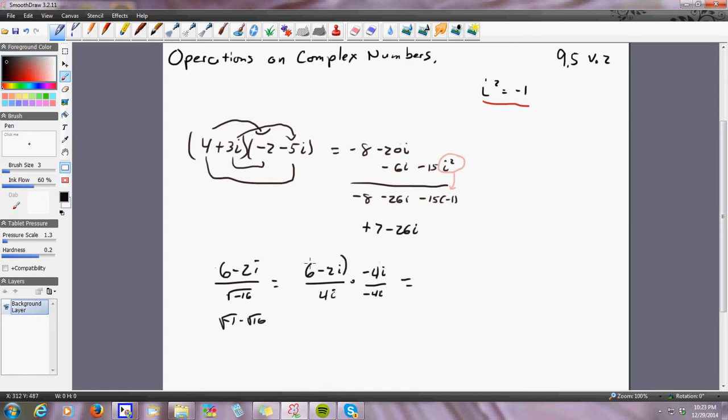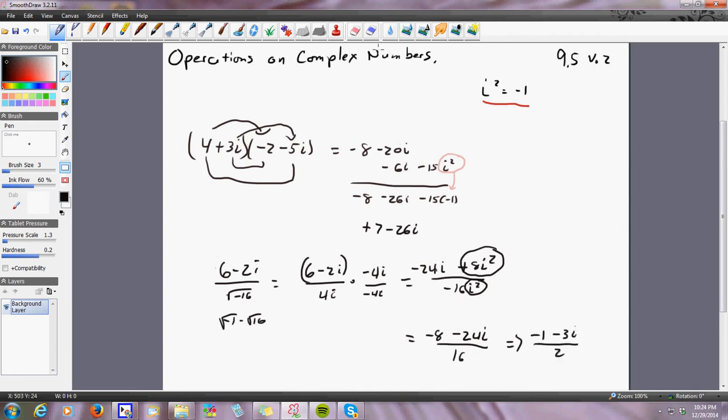So when I do that, this is going to become negative 24i plus 8i squared over negative 16i squared. Now you might say, well, that seems ridiculous, but it's not really, because remember, i squared equals negative 1. So this is going to become 8 times negative 1, which is negative 8. That's going to remain the same. But this is going to become negative 1, which means this is going to become a positive 16. I can now simplify that, divide out 8, and it becomes negative 1 minus 3i over 2.